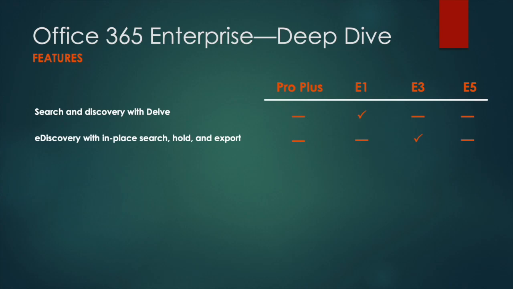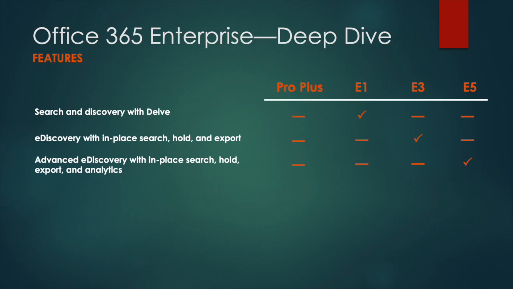Next is e-discovery with in-place search, hold, and export. Available only on E3, e-discovery or electronic discovery is the process of identifying and delivering electronic information that can be used as evidence in legal cases. And only on the E5 tier, advanced e-discovery with in-place search, hold, export, and analytics.